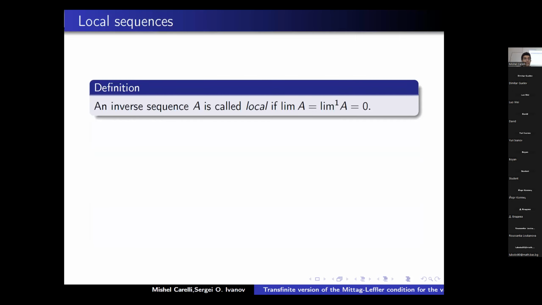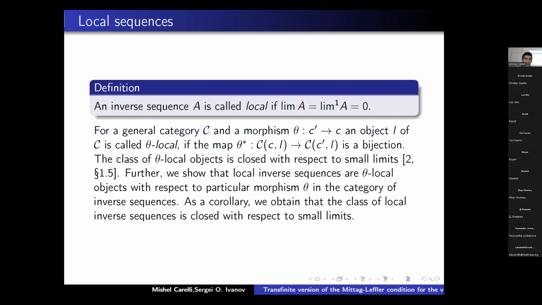Okay, the next definition that we have is local sequences. An inverse sequence is called local if its limit and derived limit are 0. Now we'll try to explain why it is called local. It's probably a boring definition, but still we go through it. For a general category C and a morphism theta from C prime to C, an object I is called theta-local if the map induced by theta from the set of morphisms from C to I to the set of morphisms from C prime to I is a bijection.